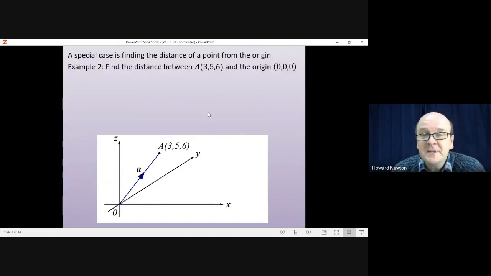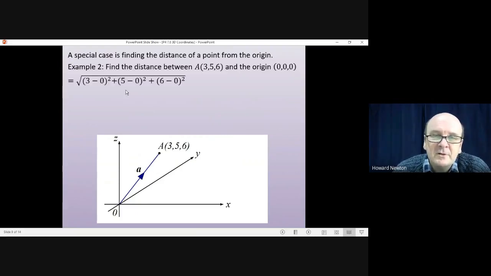A special case is finding the distance of a point from the origin. So example 2: find the distance from the point A (3, 5, 6) to the origin (0, 0, 0). Again, no tricks, no catches, have a go yourself. Pause the video, come back to me when you're ready. Okay, let's have a look.